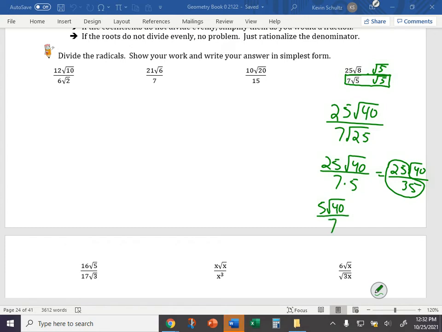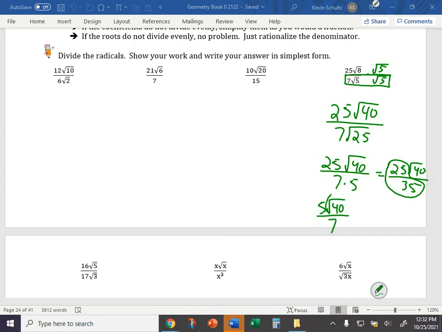Are we done? No. What can we do now? How do you, well, we already did. We don't have a root in the denominator to rationalize with. But it's not a bad guess, right? I mean, it's one of the things we could do. Caleb? You take the square root of 40 and you can change it into 10 root 10.